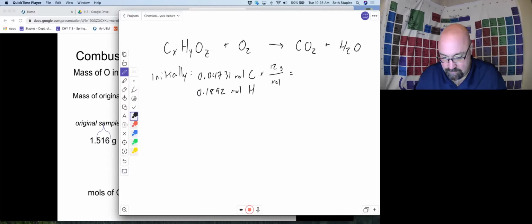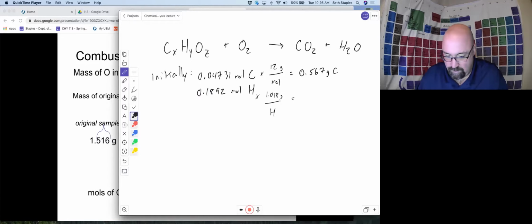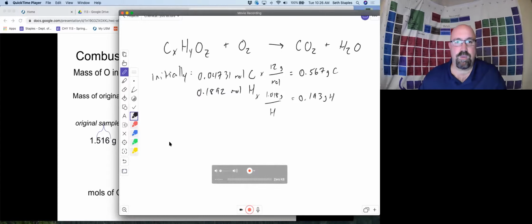0.04731 times 12 means that we know that we had to have started with 0.567 grams of carbon. We can do the same down here with our hydrogen. We started with 0.1892 moles of hydrogen, which means that we had to have started with 0.193 grams of hydrogen.